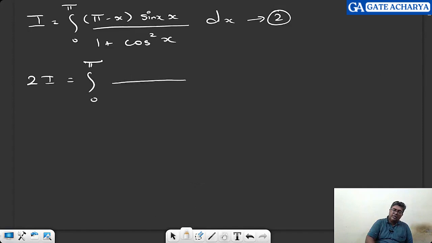Now again, denominators are same. Numerator, some part is also same. So let us take that as common. 1 plus cos square x into sine x. Let's take it common.